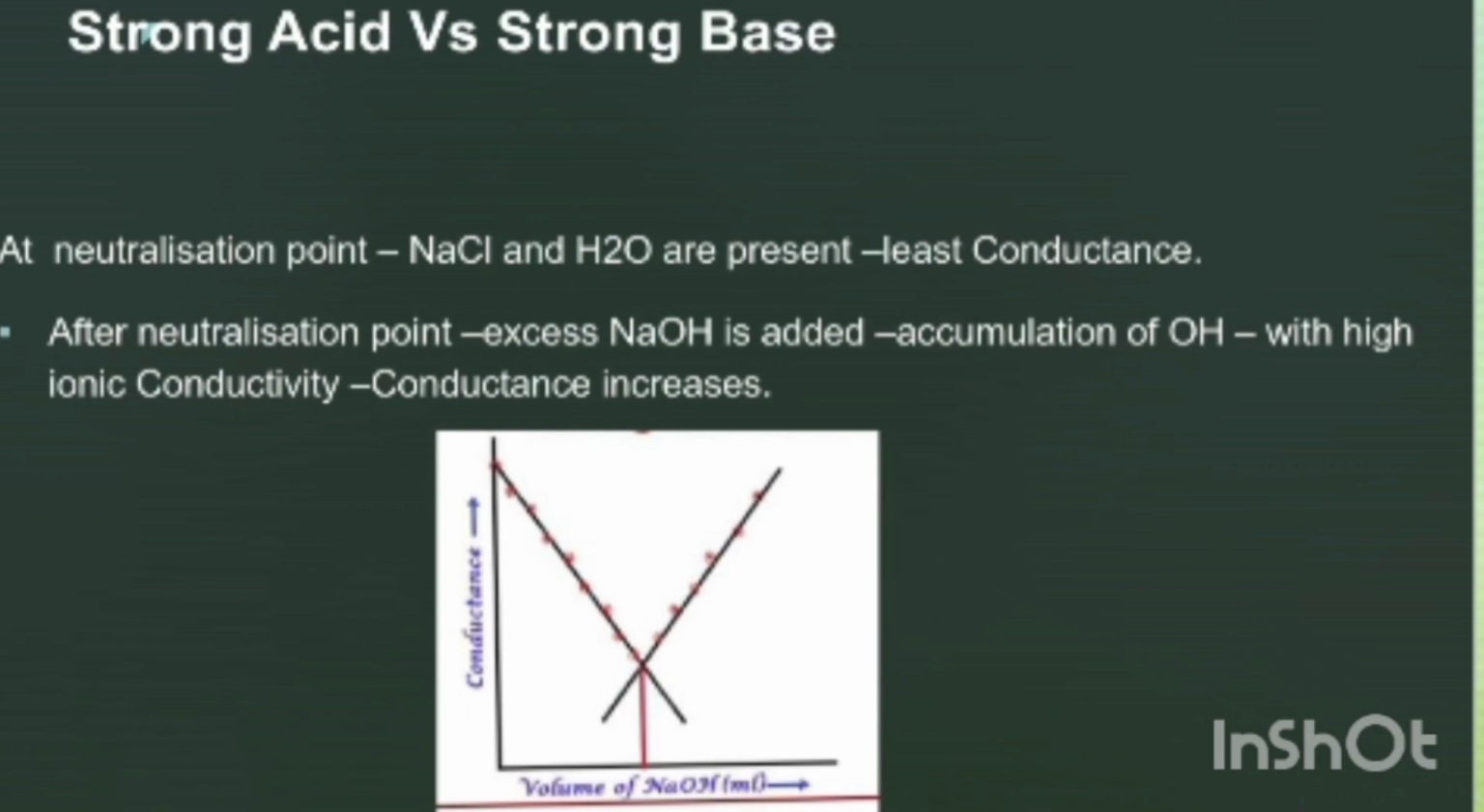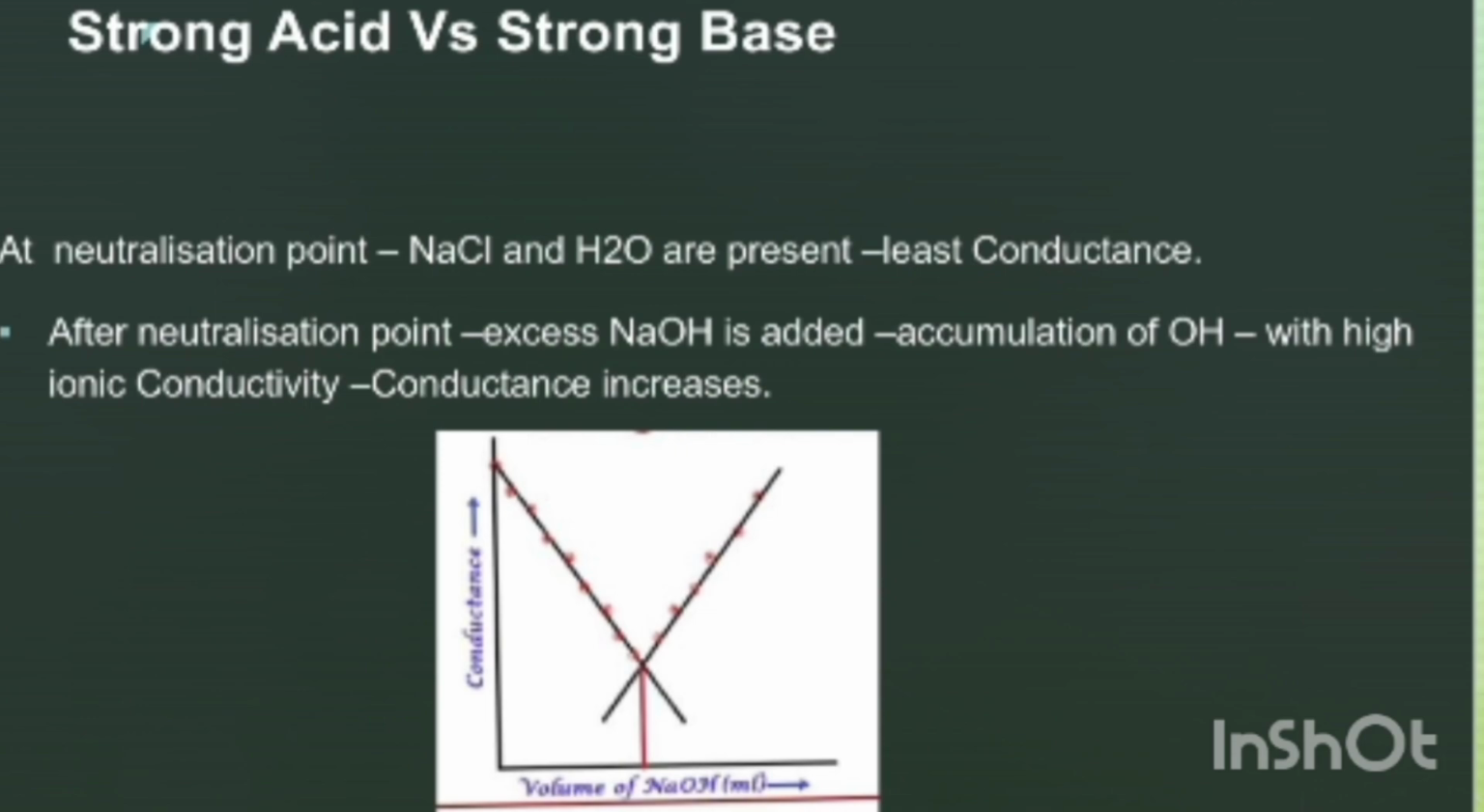Here we see that the unreacted hydrochloric acid comes down, and the high ionic conductivity H+ is replaced by slow moving Na+ ion, which has low ionic conductivity. This continues till the equivalence point as sodium hydroxide is continuously added. We see that H+ ion is replaced by Na+ ion and the conductance value continuously decreases up to the neutralization point. The conductance values decrease throughout till the neutralization point.